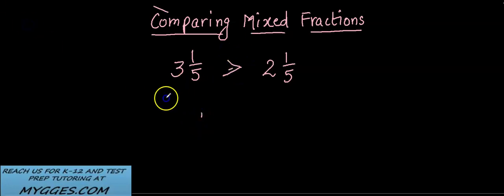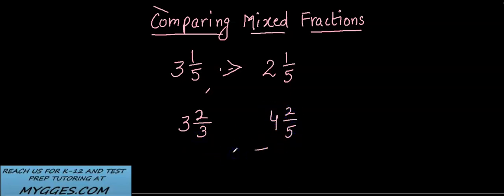Now let's check another example. The fraction 3 and 2/3 and another one, 4 and 2/5. In the same way we can see that 4 is greater than 3. That means 4 and 2/5 is greater than 3 and 2/3.